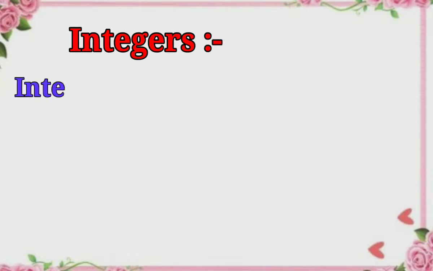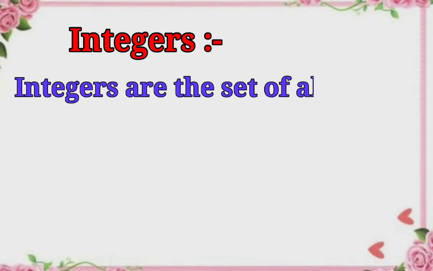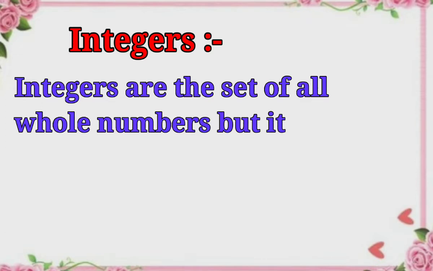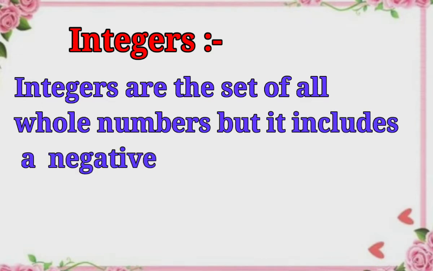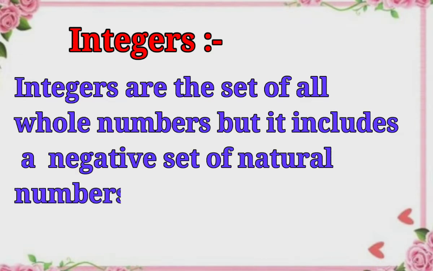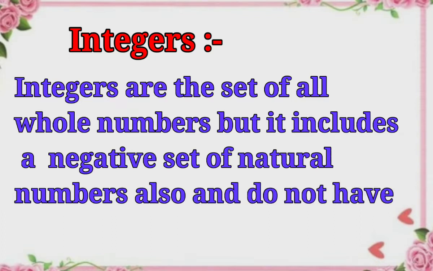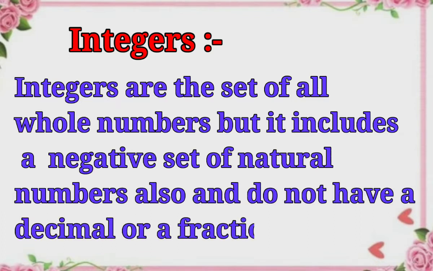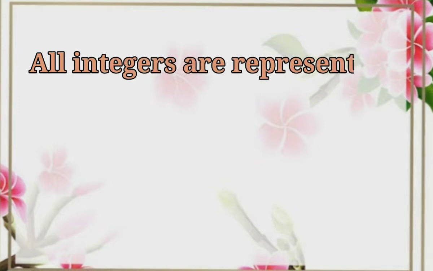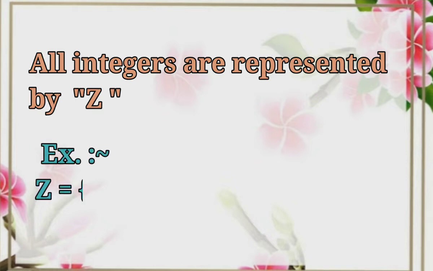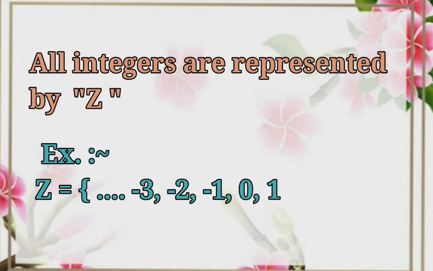Now we know about integers. Integers are the set of all whole numbers, but it includes the negatives of natural numbers also, and does not have a decimal or fractional part. All integers are represented by Z. For example, Z is equal to -3, -2, -1, 0, 1, 2, 3 and so on.